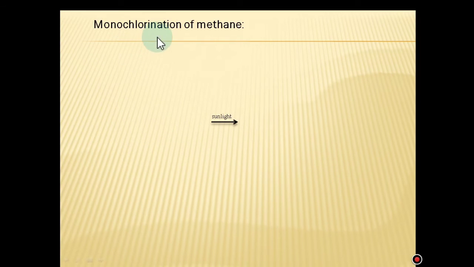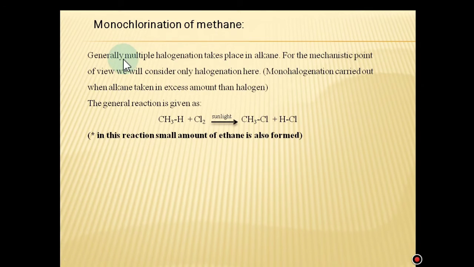We are taking the example of monochlorination of methane for explaining the free radical substitution reaction. Generally, multiple halogenation takes place in alkanes, meaning all these hydrogens are substituted by halogen or any other substituent. From the mechanistic point of view, we will consider only monohalogenation here. Monohalogenation is carried out when alkane is taken in excess amount relative to halogen. The general reaction is methane reacting with chlorine in the presence of sunlight giving methyl chloride plus HCl. The interesting point to note is that a small amount of ethane is also formed.